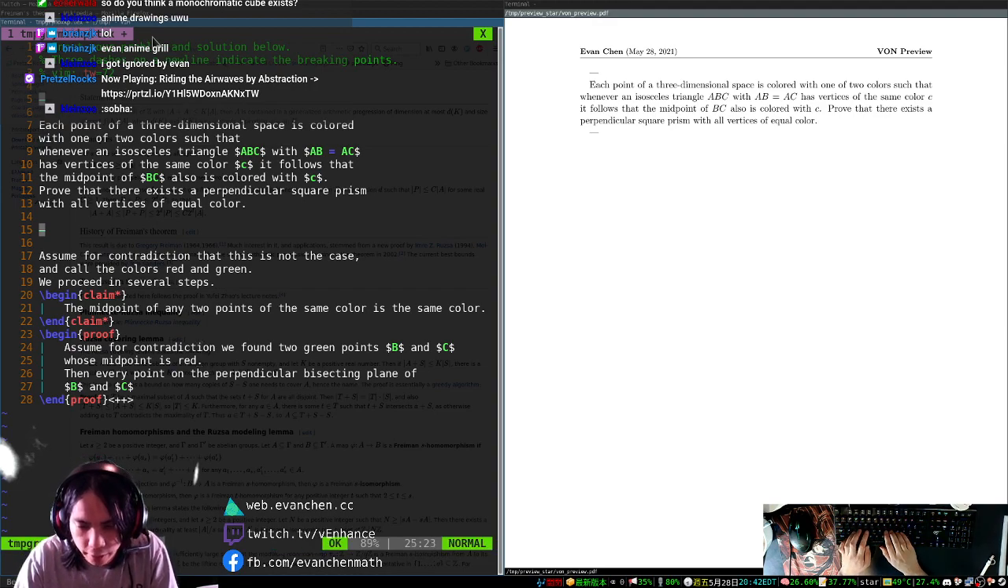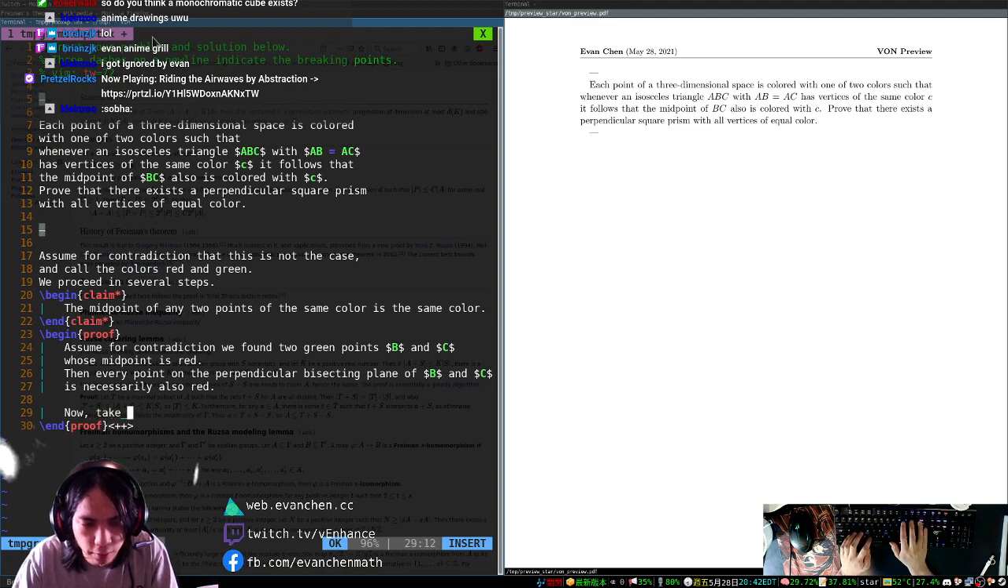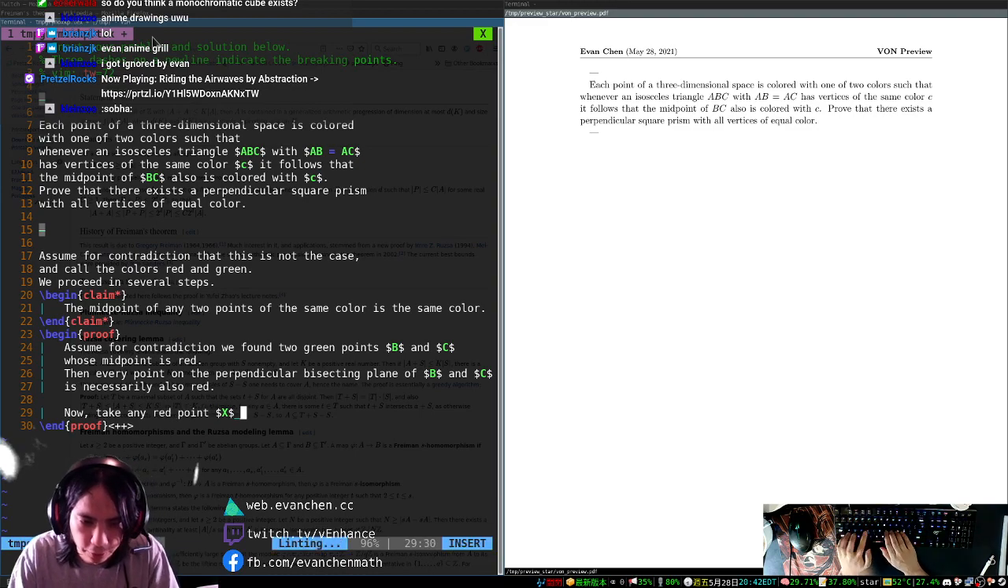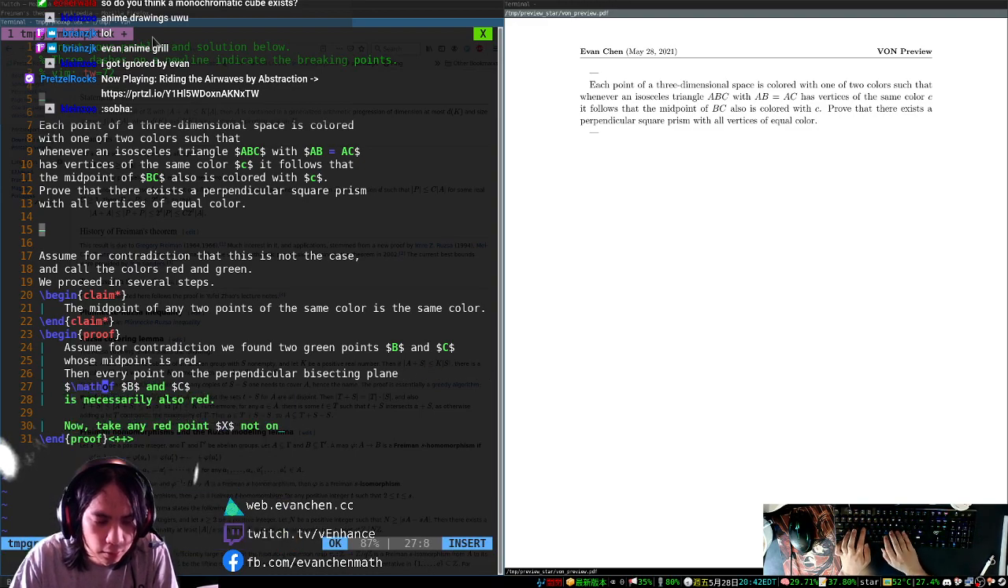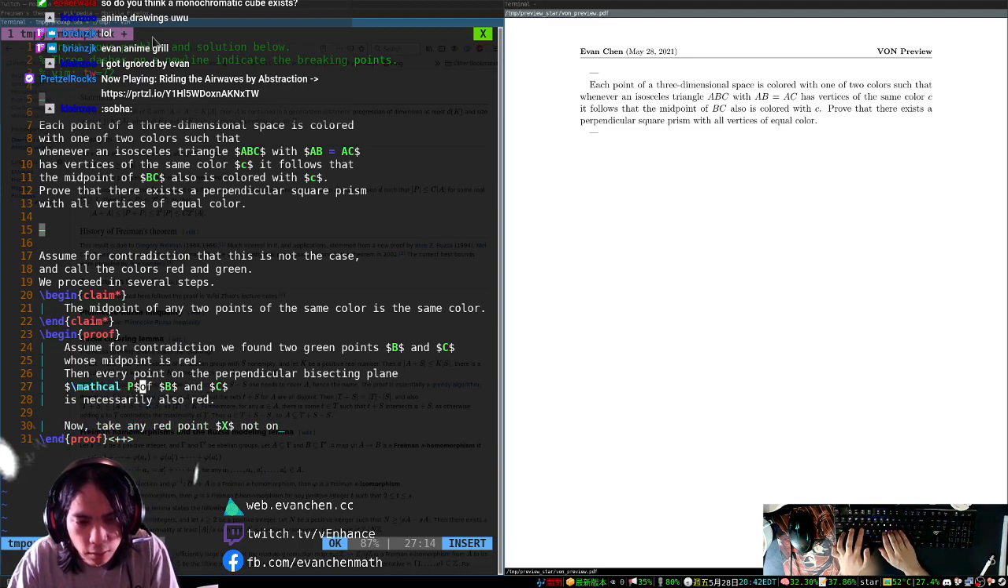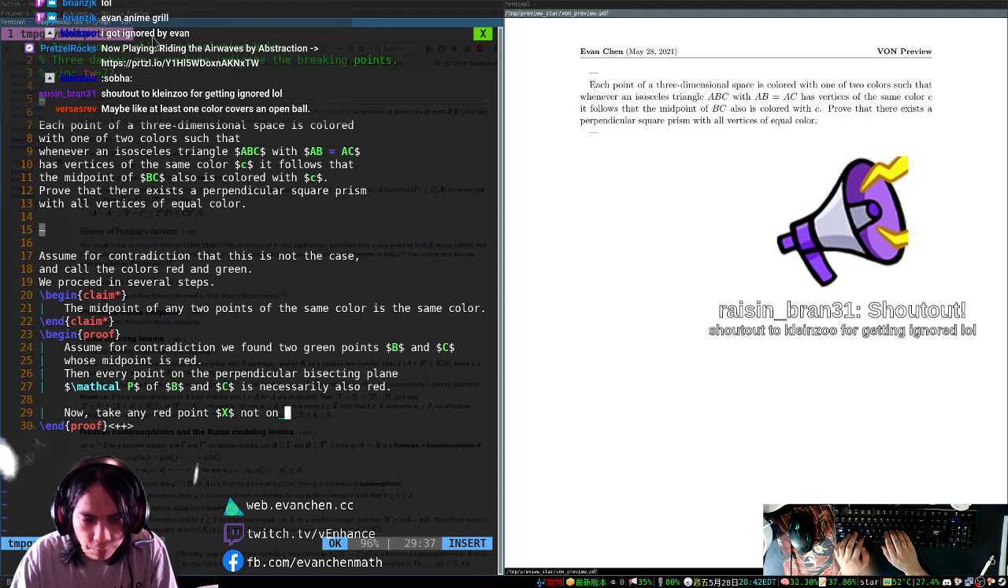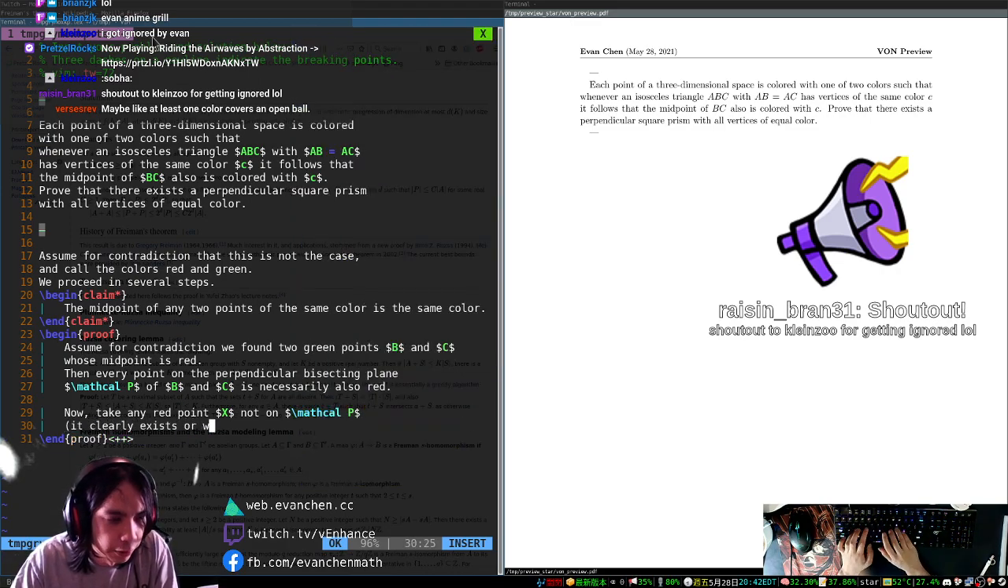Whose midpoint is red. C is necessarily also red. Now take any red point X not on it, which clearly exists or we'd be done.